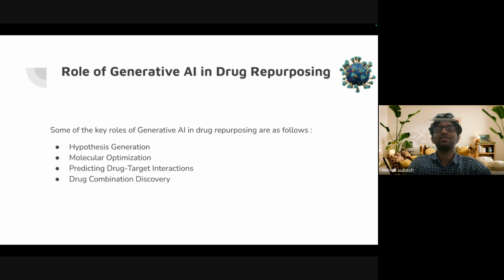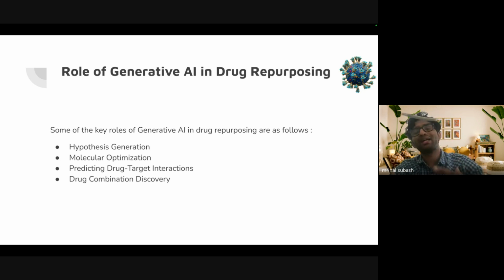So in other words, it's reducing a lot of the hassles or the tribulations that are being faced when following a traditional method. And another method is molecular optimization. So AI can modify, another method is predicting drug target interaction. So generative AI models can actually predict how existing drugs will interact with different biological targets, helping to identify new therapeutic applications.